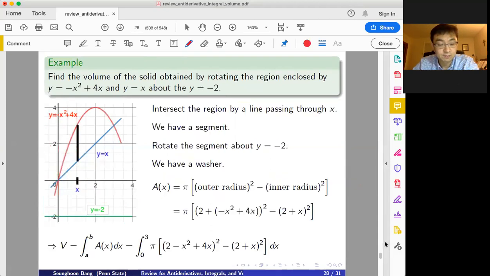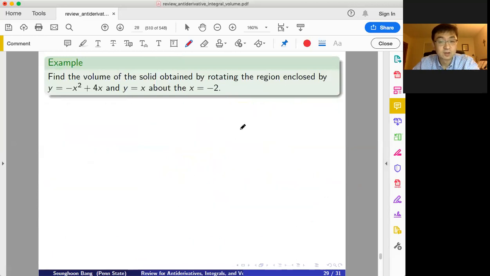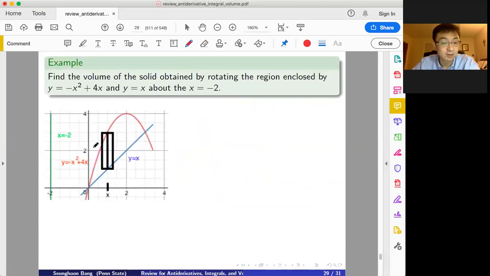The next one here, x equals negative 2. So we have it here. Same reason. The rotating axis is x equals negative 2. This is not the y-axis, but a vertical line. So what's that? Same. You can choose x here. You can make a rectangle. You have to rotate this rectangle about the rotating axis. We have a cylindrical shell.